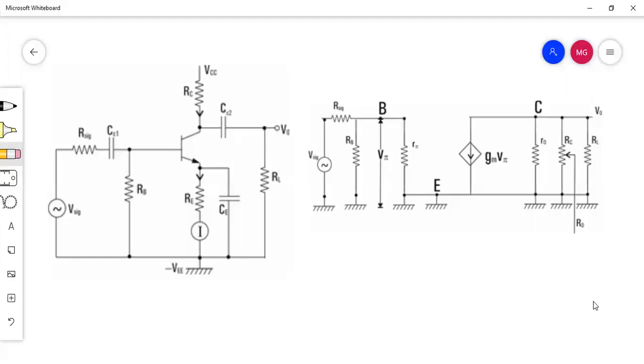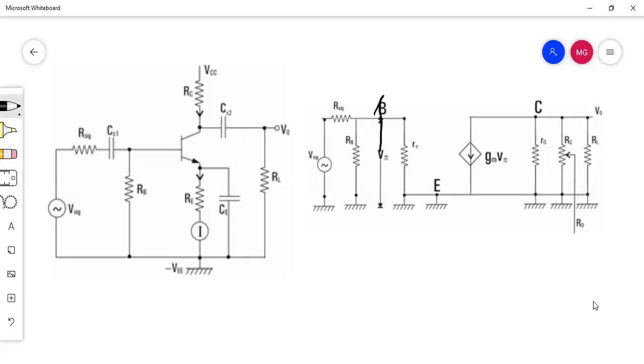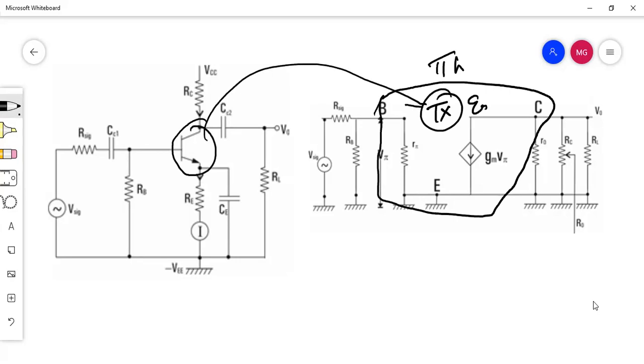What is this portion? Can you tell me what this portion is called? Hybrid pi model. Yes, this model is called the hybrid pi model, where you are replacing the transistor with an equivalent model. This transistor is replaced by this model.